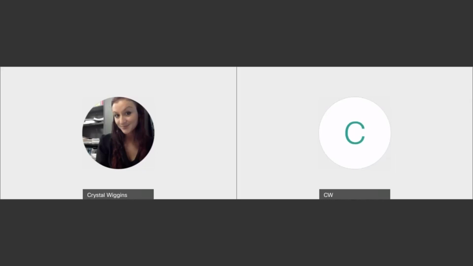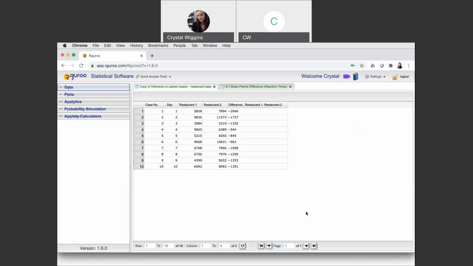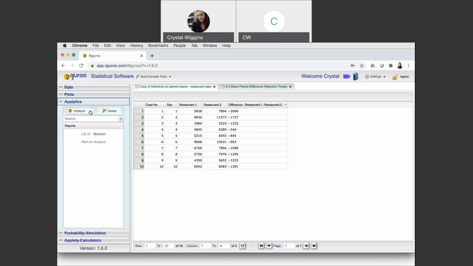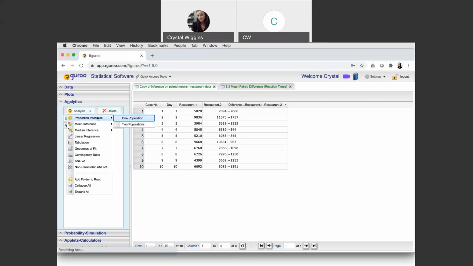So I've already copied and pasted the brewery data into an Excel file and then uploaded it into our guru. That Excel file is in this week's content folder, so you'll be able to find that so you can easily upload it. So notice I copied the restaurant 1, restaurant 2, and the differences. So now that we have this uploaded and we double check that it is correctly uploaded, we are going to head over to Analytics. And under Analysis, we are going to select 1 to 2 population mean inference.